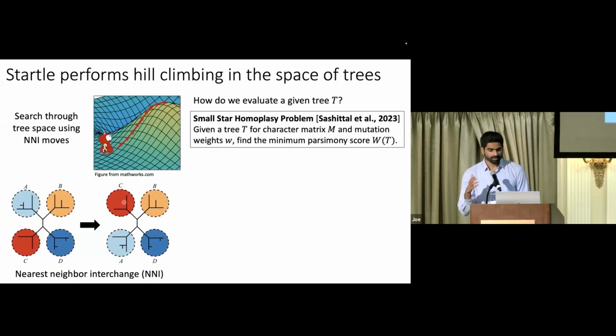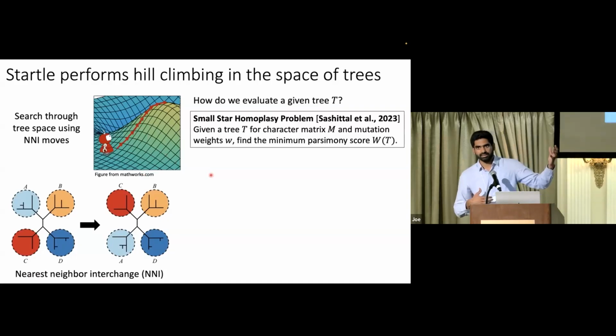One such approach is using hill climbing. So you try to explore the space of trees, and you use certain moves to do this exploration. One standard move that people use is nearest neighbor interchange. We won't go into details of this, but to use this approach, you can think of a simpler problem.